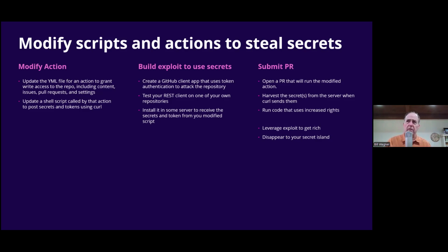And that's why I say I'm going to update a shell script called by that action to post secrets and tokens using curl. Because GitHub won't just print those out for me, so I couldn't just copy them out of the logs. But the environment has access to those secrets and tokens. So if I update the action to call a script that calls curl, I can post those tokens and secrets to my website in some packet and some API that I understand. Great, I now have them. They were stored on my server from my website where I sent them by curl.